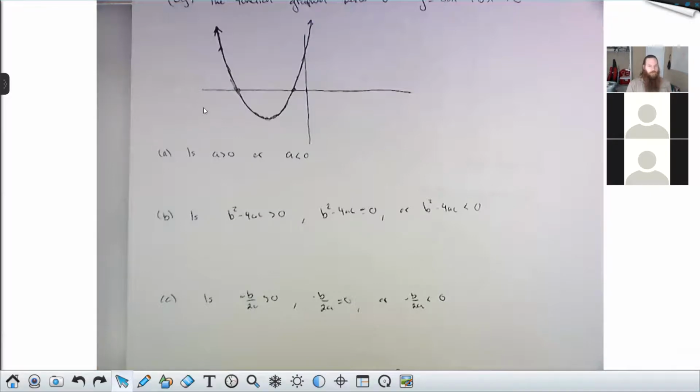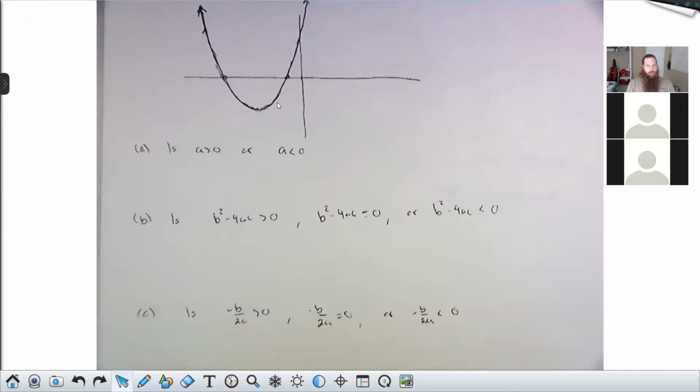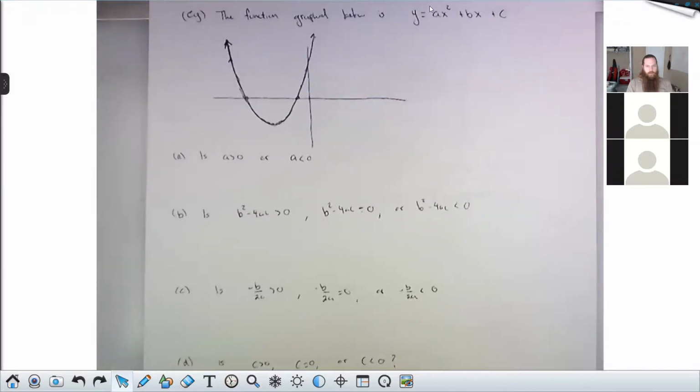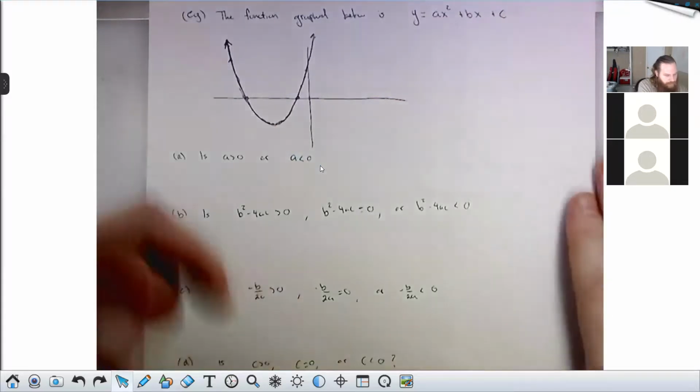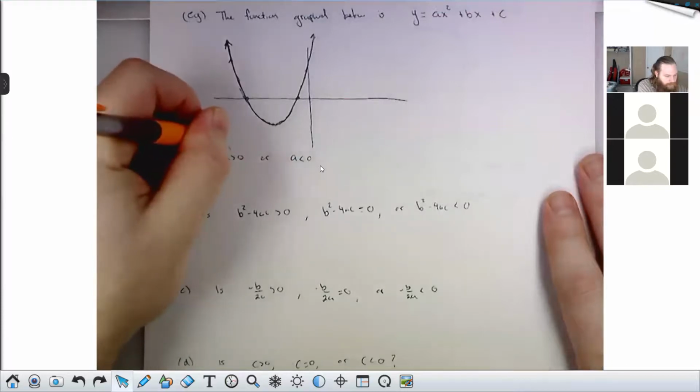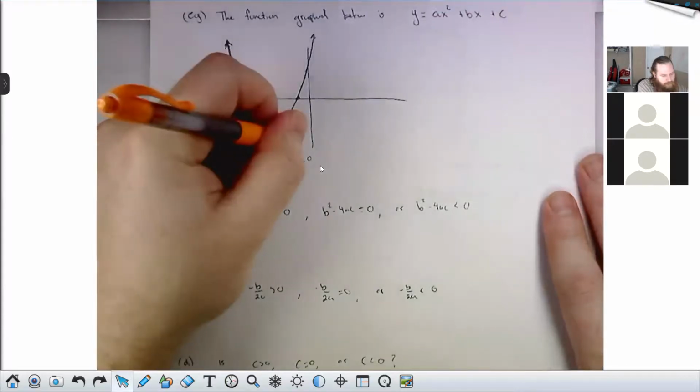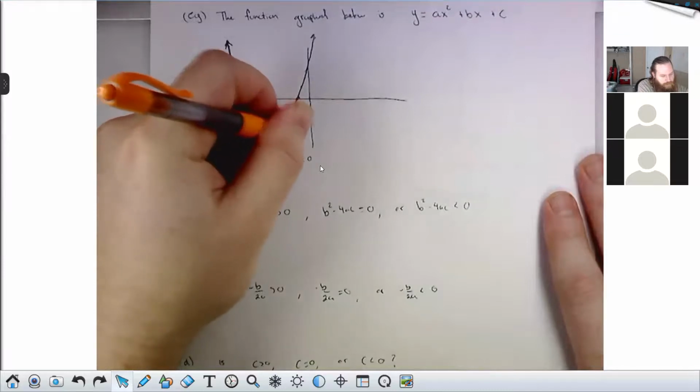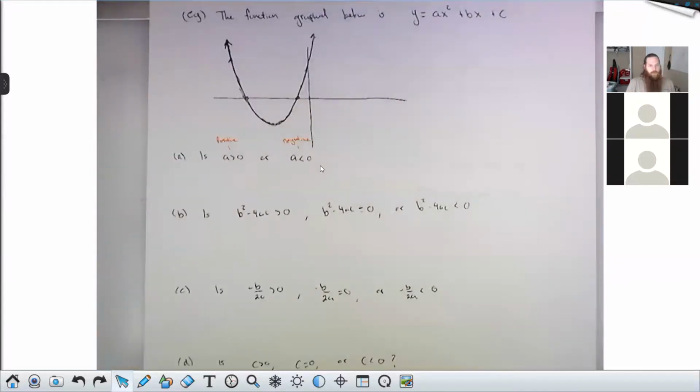Who can help me with the first piece? Is the number A the lead coefficient, right? The coefficient of x squared. Is the number A greater than 0, or is A less than 0? First, let's be clear. This means positive, right? If you're greater than 0, you're positive, and this means negative. A is less than 0. So is A positive or negative?